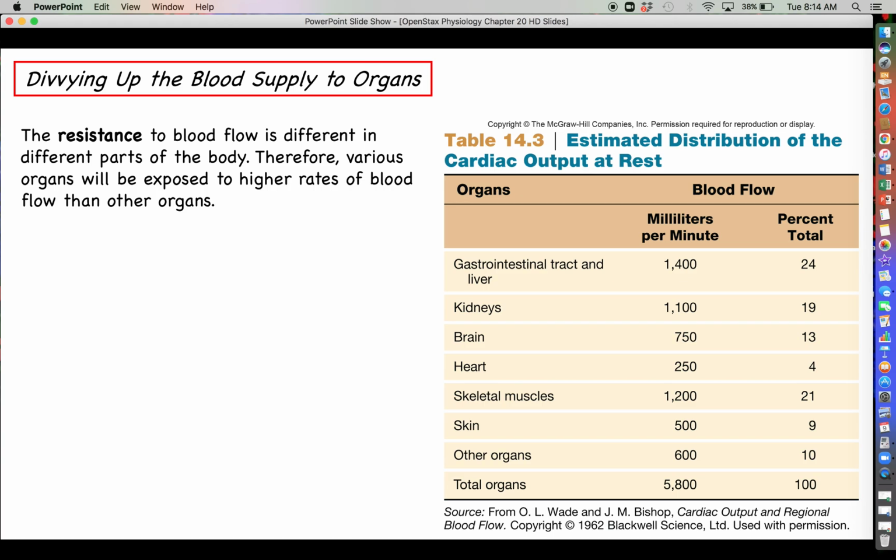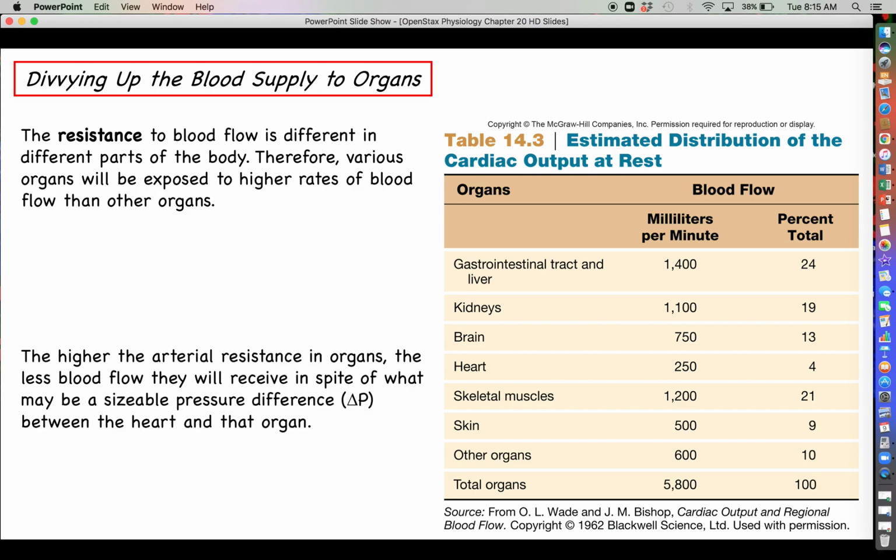But at rest, you can see that the vast majority of the blood supply goes to the GI tract, the kidneys, the brain, and skeletal muscle. Later on, we'll see that it's not so much at rest that skeletal muscle needs this much blood, it's just that skeletal muscle makes up such a significantly large portion of your overall body mass that it just so happens to receive a large portion anyway, even though its overall need is not very high. Some places like the heart and the skin receive a much lower portion of the total blood supply when you compare them to other places.